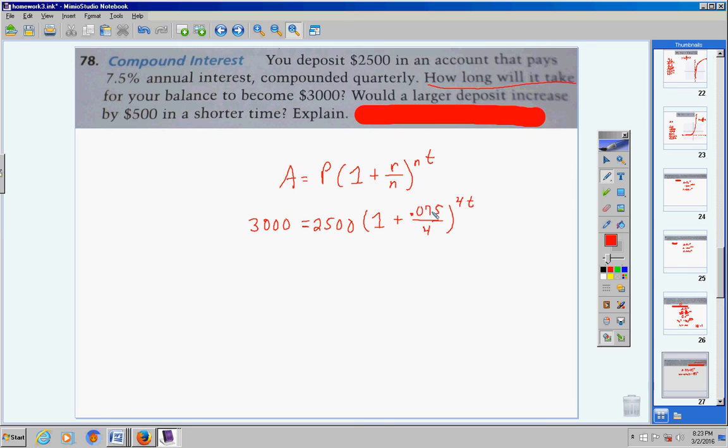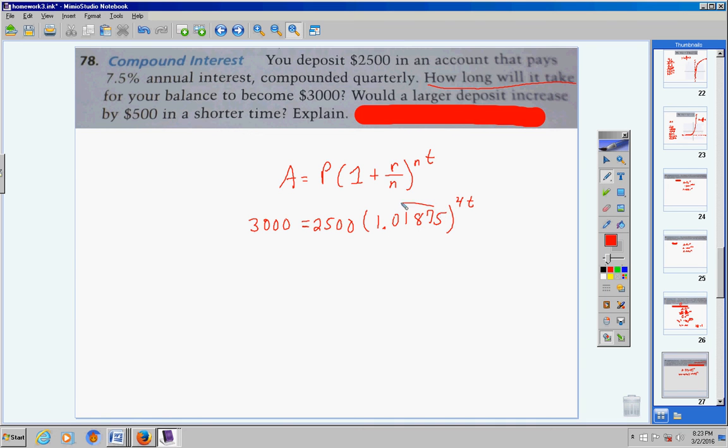Okay guys, before we panic, I notice I have an exponential equation. Now I know I've taught you in the past the first thing you want to do is isolate the base and the exponent, and that's fine. But wouldn't it be nice to just quickly simplify this parenthesis, just make it easier? Sure it would be. So with my calculator, I'm going to type in 1 plus 0.075 divided by 4, and I'm going to get this number right here. I'm going to get rid of this, and in place of that big bulky number, I'll get 1.01875.